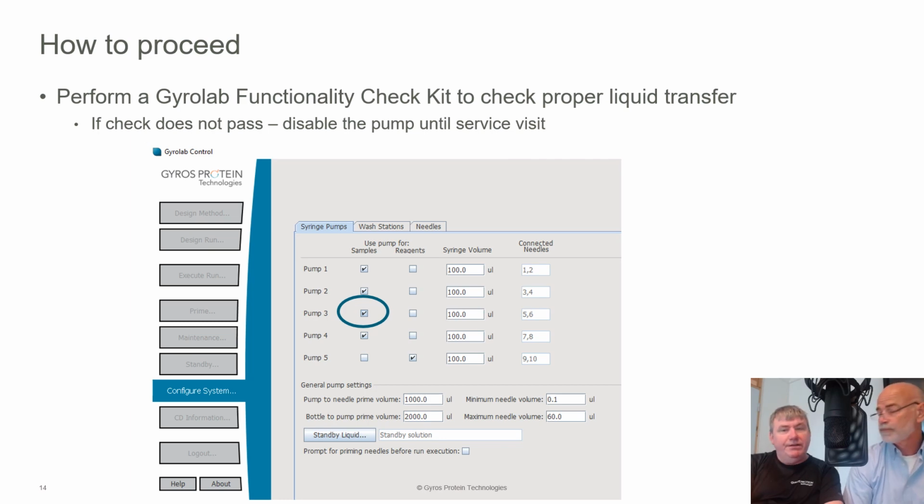Does this have any impact on the runtime? Yeah, it's going to increase the runtime slightly because it's not quite as efficient in doing the transfers. The transfers are going to take just a little bit longer.